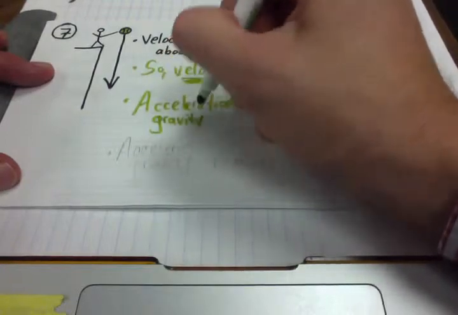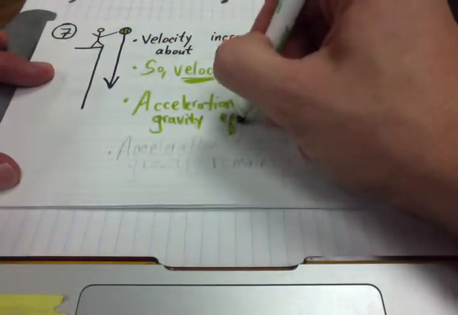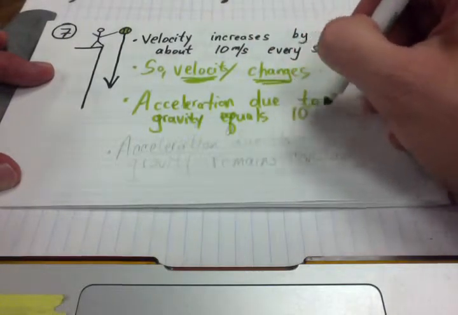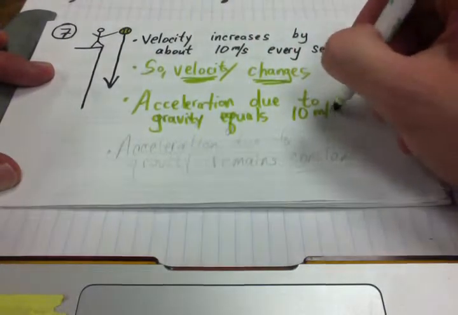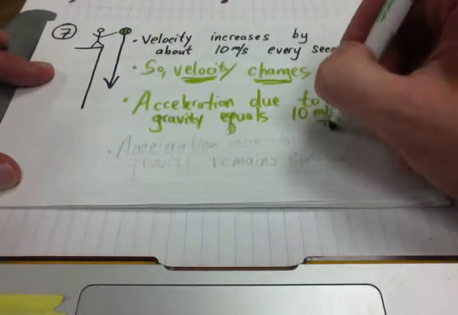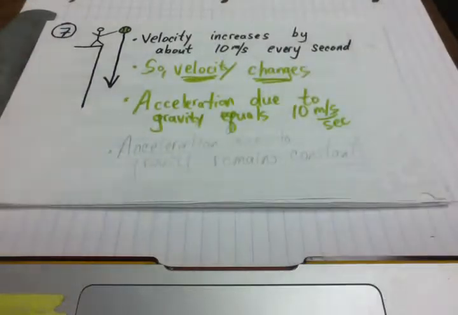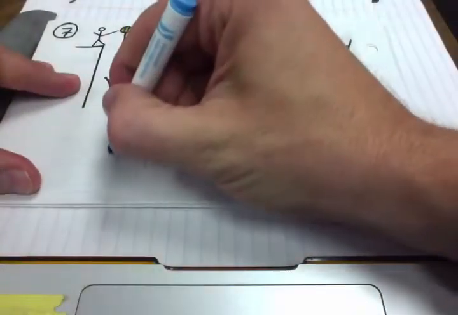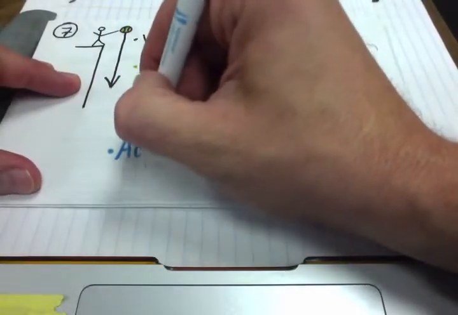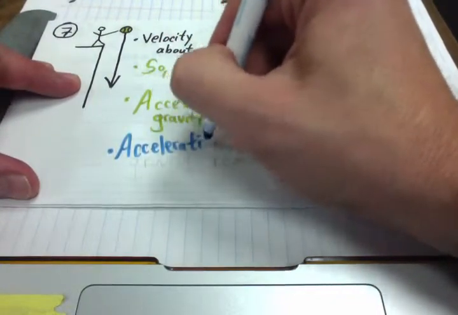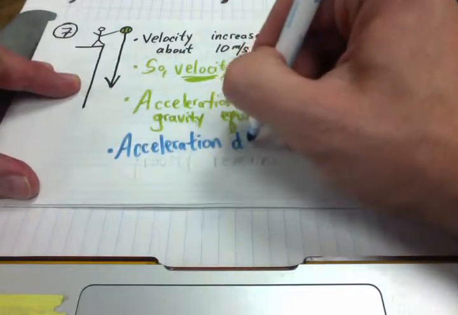And what do we see objects doing? Tennis balls, golf balls, marbles. They tend to accelerate at about 10 meters per second every second. Okay. Now the other key thing is that acceleration due to gravity remains constant so long as we're here on Earth. Now what this class becomes is we do look at motion out in space.